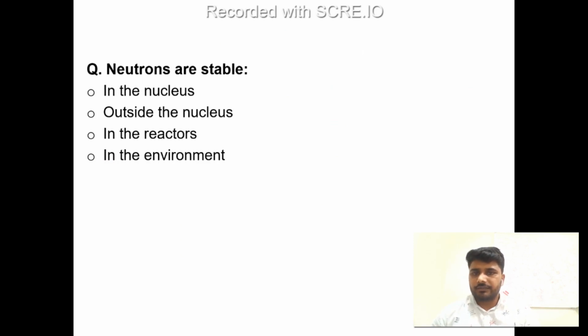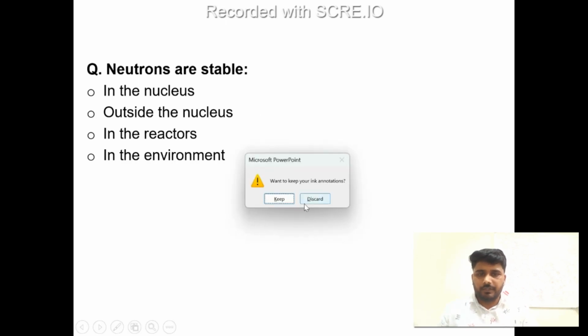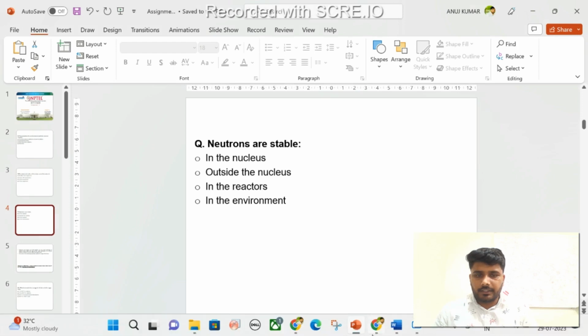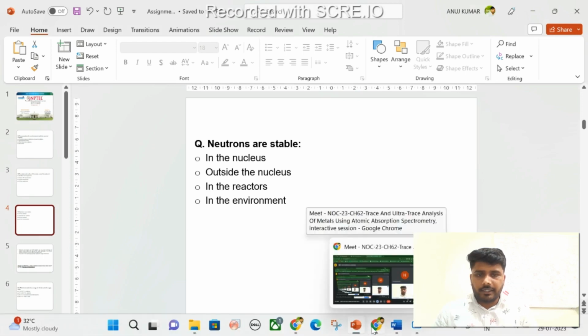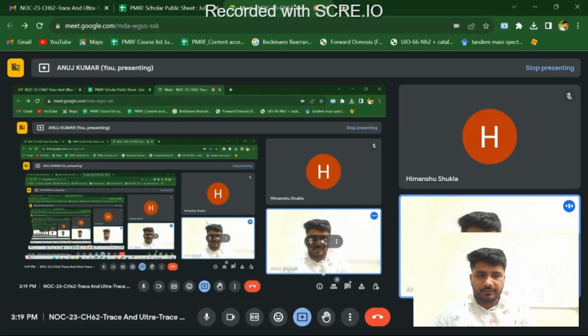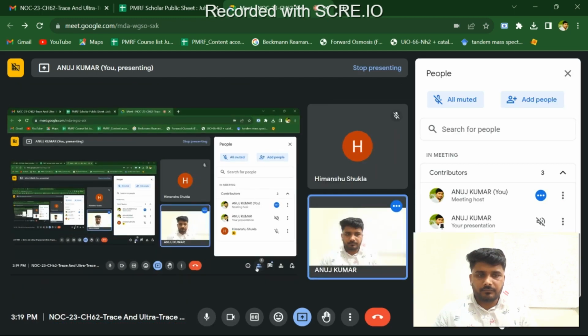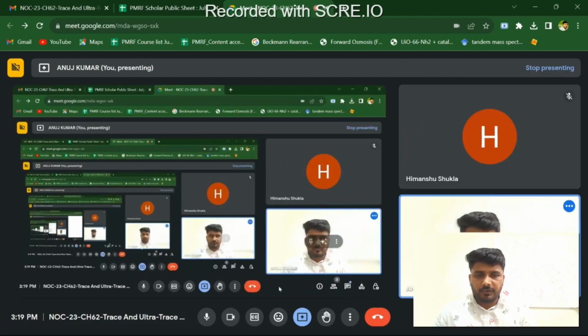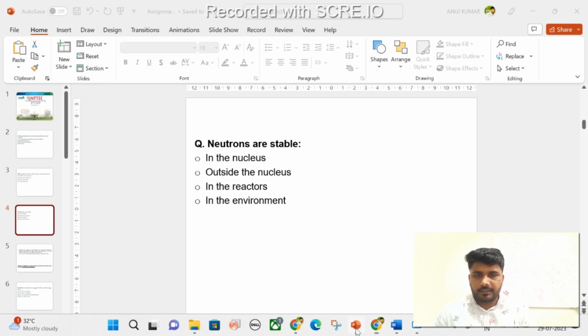Yes, the neutrons are stable. You have to see whether they are stable in the nucleus or outside the nucleus, in the reactors or in the environment. This is a basic question, let me know from the candidates. You can type the answer for this. Neutrons are stable in.